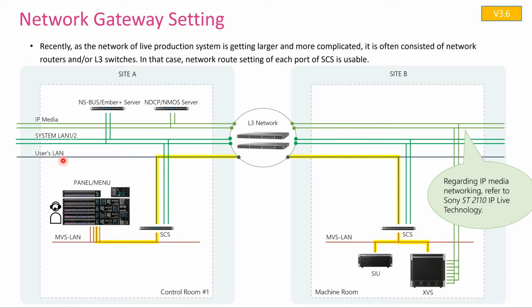User LAN and system LAN 1 and LAN 2 are running the control data, but IP media, running the videos, also requires a layer 3 network. So from here, you're entering the IP live world now.